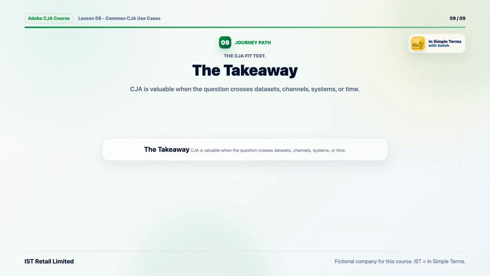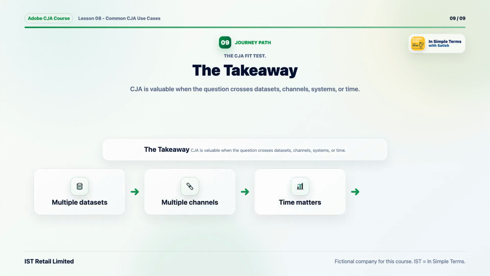The takeaway. CJA is valuable when the question crosses datasets, channels, systems, or time. Strong use cases include cross-channel conversion, digital to offline behavior, support friction, product usage, subscription journeys, campaign performance, and executive journey scorecards. But the best use case is not the flashiest one. It is the one where the business decision is clear and the data is ready enough to trust.